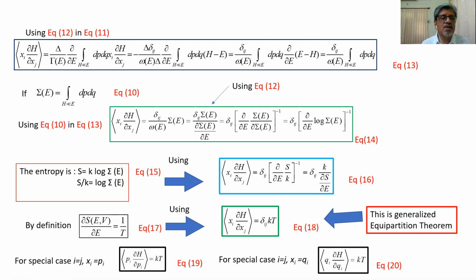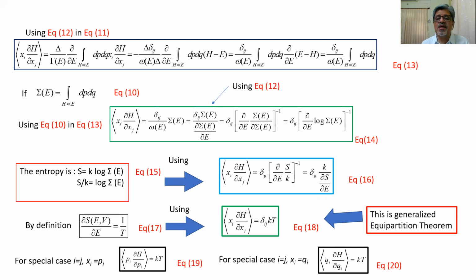Now, if we assume that Σ(E) is the integral over H less than E of dp dq, as we have already mentioned earlier in equation number 10, so using equation number 10 in 13, which we have already mentioned at the top of the slide, the ensemble average of x_i ∂H/∂x_j is represented as δ_ij divided by Ω(E) times Σ(E). That is again represented as δ_ij Σ(E) divided by ∂Σ(E)/∂E. And that is again represented by δ_ij times (∂/∂E of log Σ(E)) inverse. So that is equation number 14.